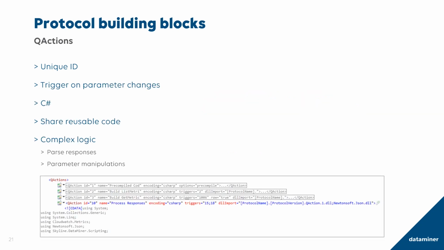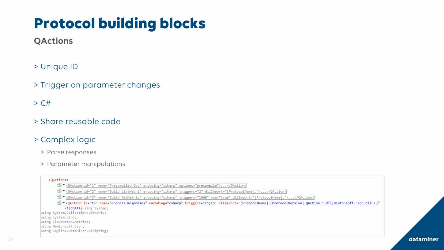Now, onto quick actions. A quick action also requires a unique ID, same as before. And a quick action only triggers on parameter changes. So that's different to triggers. There are not a lot of combinations you can use. Only when a parameter changes, the contents of the quick action will be executed. So even though this attribute is called triggers, these are actually parameter IDs, not trigger IDs.